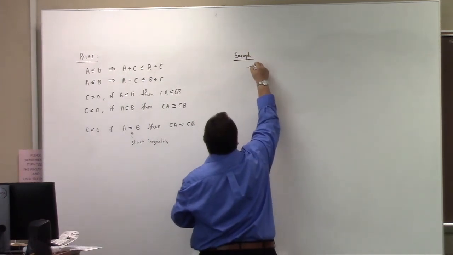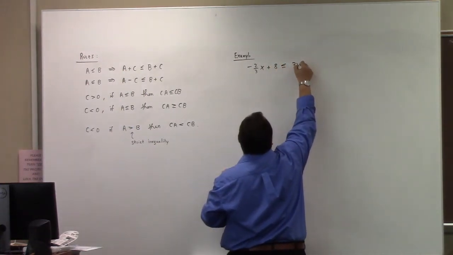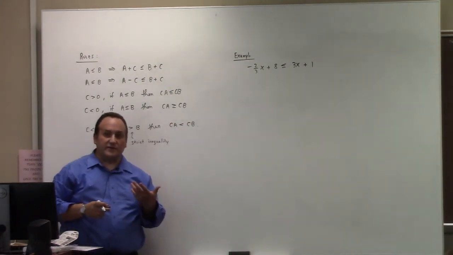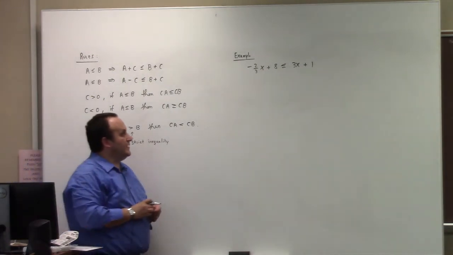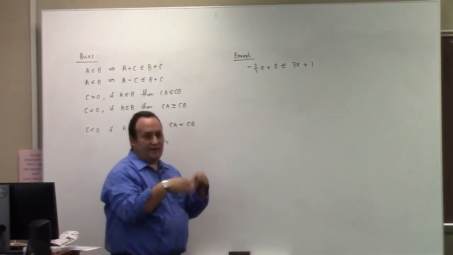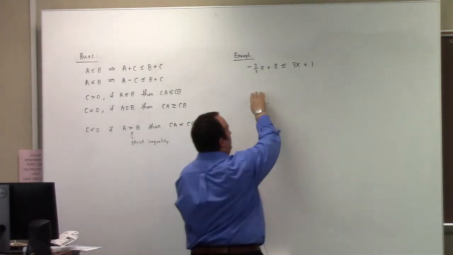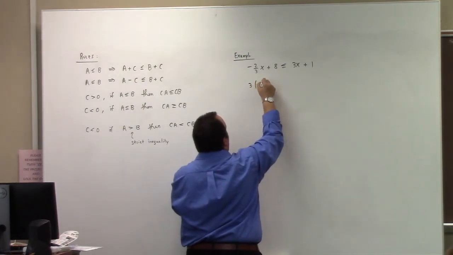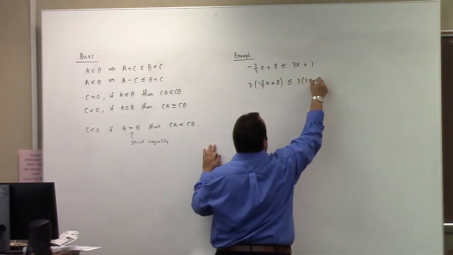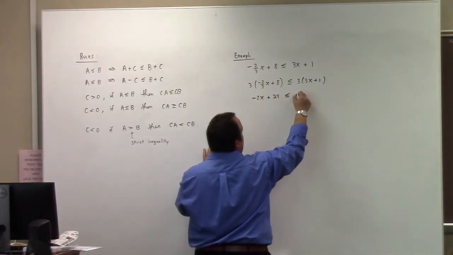So here's one: minus 2/3 x plus 8 less than or equal to 3x plus 1. Let's solve this inequality and write our answer in interval notation. What I would do is, first of all, I hate fractions, so I want to get rid of that. Simple way to get rid of the fraction, multiply the whole thing by 3, right? So if we multiply by 3, we have to distribute, right? So this gives us minus 2x plus 24 less than or equal to 9x plus 3.